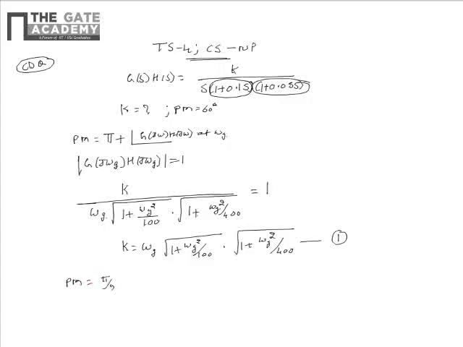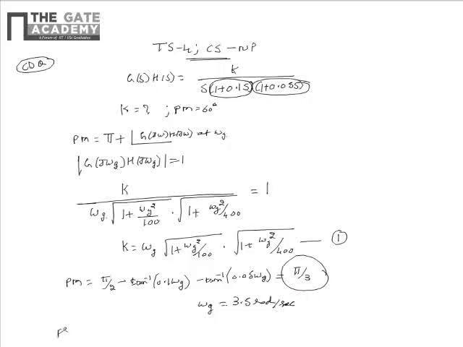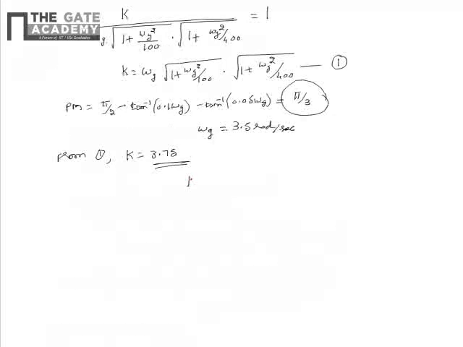equal to pi by 2 minus tan inverse of 0.1 omega g minus tan inverse of 0.05 omega g is equal to pi by 3, because from the given data this is the phase margin. Upon simplifying this we see that the gain crossover frequency omega g is equal to 3.5 radians per second, and from 1, upon substituting for gain crossover frequency, the value of K comes to be 3.75. Hence the correct option representing the gain crossover frequency is D.